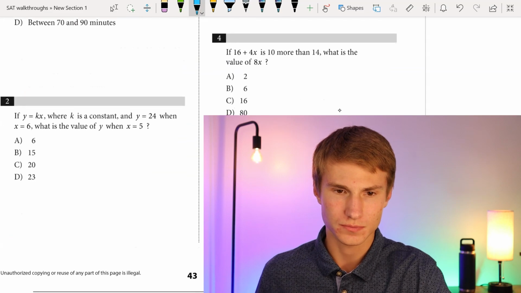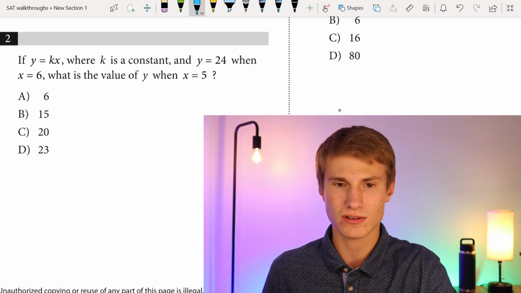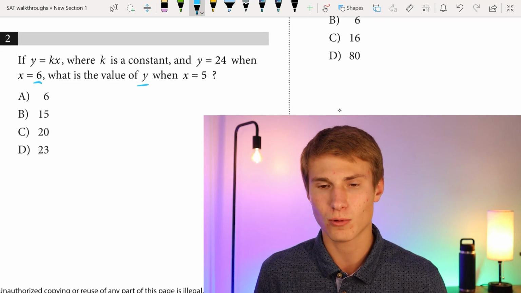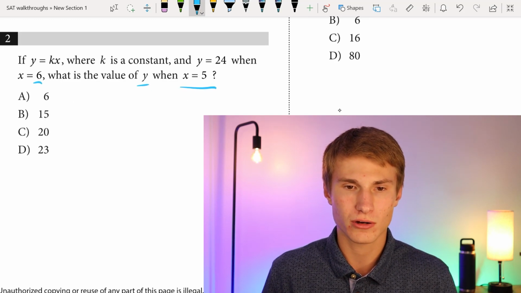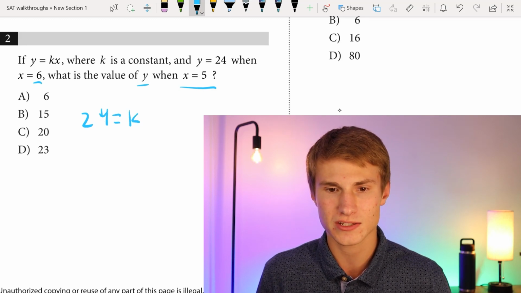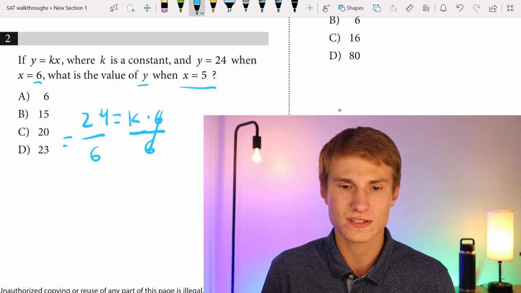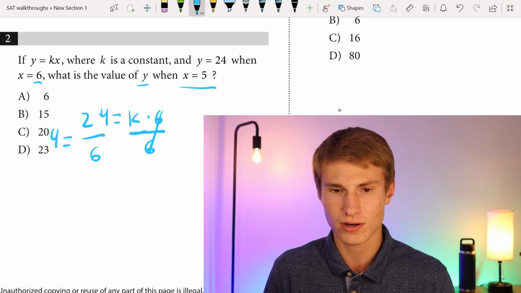Moving on to number 2, we have if y is equal to kx, where k is a constant and y is 24 when x is 6, what is the value of y when x is 5? All right, well, we can go ahead and plug in y is 24, so we'll have 24 equals k times x. We know that x is 6, so we'll have k times 6. We can divide each side by 6 to solve for k. 24 over 6 will leave us with 4 as the value of k.